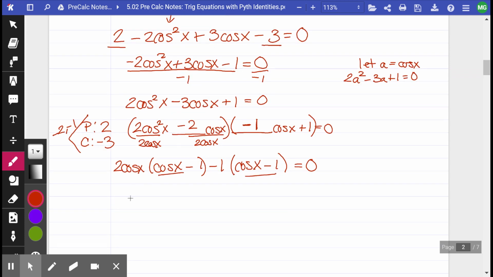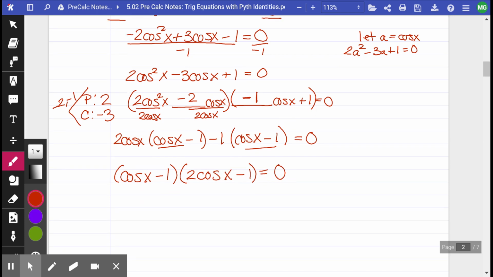Now my parentheses are the same. I regroup: the one that's written twice, I'm going to write once. And my leftovers are 2 cosine x minus 1. All right, so now we've factored it. Over here, if you had factored this, you would have gotten a minus 1 and 2a minus 1. And so then you'd come back and put your cosines in for your a's again.